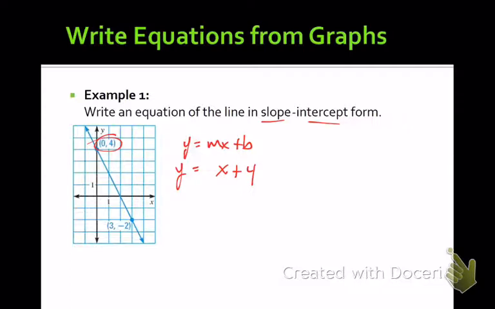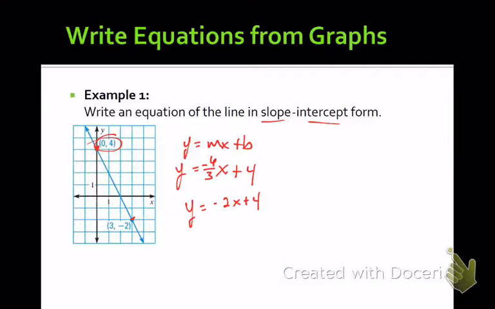We can do it one of two ways. We can just count rise over run if you'd like. So from this point down to this point, we have to go down 1, 2, 3, 4, 5, 6. Down 6 is negative. And then we have to go right 1, 2, 3. And so negative 6 over 3, and then we can reduce that down to negative 2 over 1, or just negative 2, and there's the slope of that line.